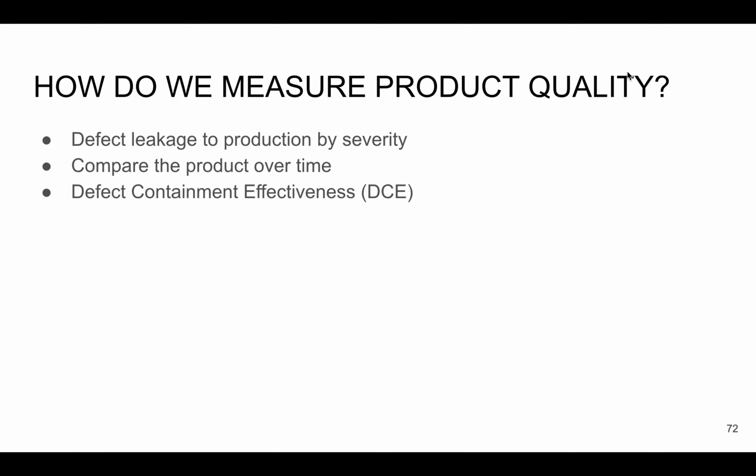There is a metric, defect containment effectiveness, which measures the quality of testing itself, not the quality of the product, but the quality of testing. Usually it's a ratio of defects found internally to all found defects, including production defects. So the target of this value should be 95% at least.